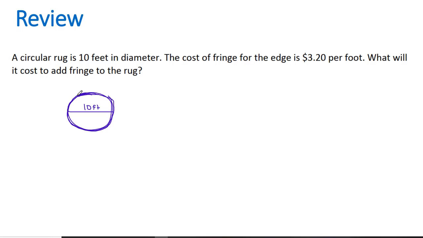Okay, well, first of all, we need to know the outside, the length, the circumference. So we're going to calculate by pi times the diameter. So we're going to take 3.14 for pi times the diameter, which they provided as 10 feet. So the circumference is going to be 31.4 feet.